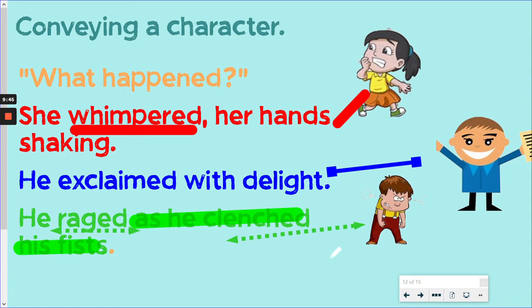The last one, "What happened?" he raged as he clenched his fists. Now, in this example, I've used the speech verb raged to show anger and fury in his voice. And as the speech is happening, I'm running alongside it a subordinate clause, as he clenched his fists. So I'm using a common physical attribute of anger, the clenching of fists, alongside the speech. This is how we can show character through dialogue and through speech.